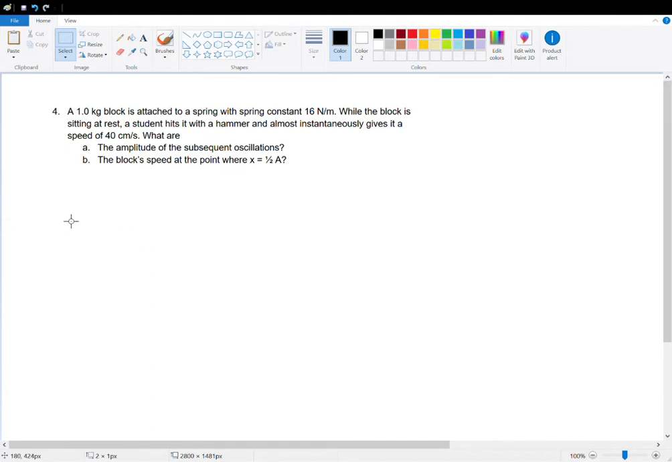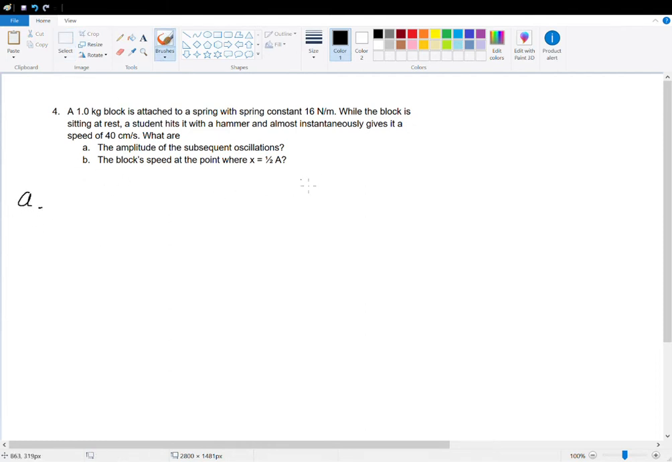All right, so we have a 1 kilogram block that is attached to a spring with a spring constant 16 newtons per meter. While the block is sitting at rest, a student hits it with a hammer and almost instantaneously gives it a speed of 40 centimeters per second. What is the amplitude of the subsequent oscillations? All right, let's do this one. Part A.